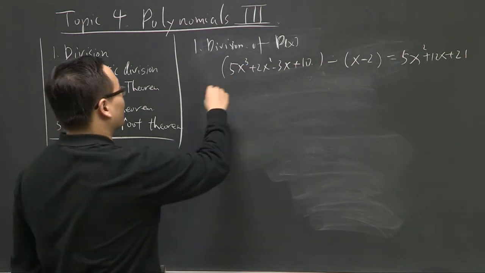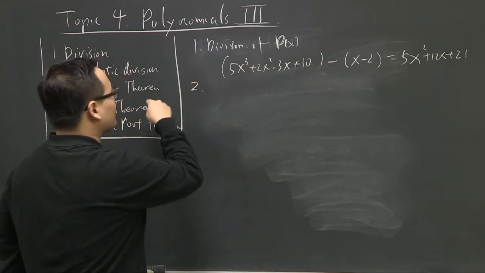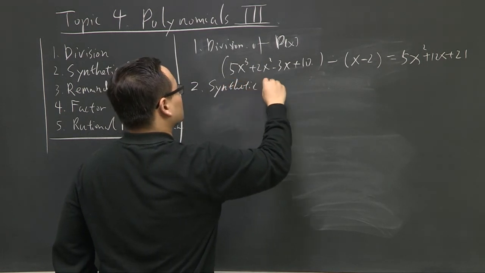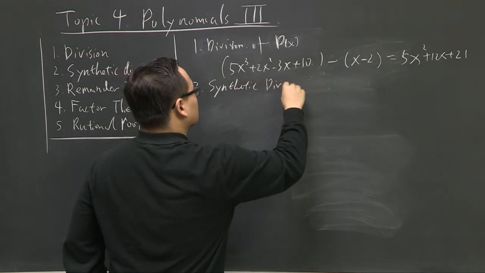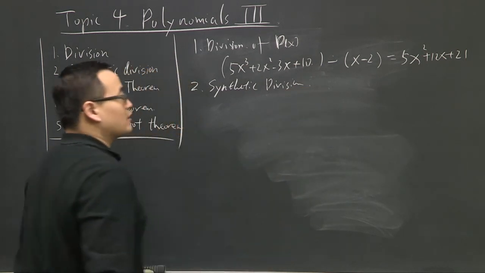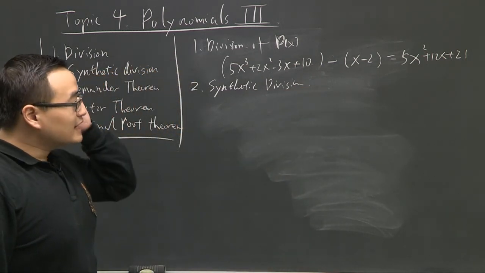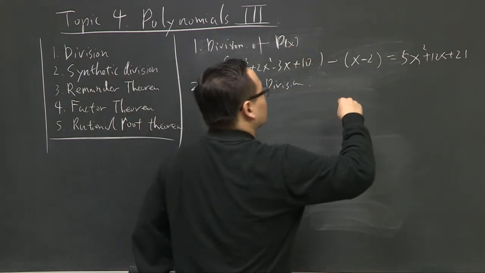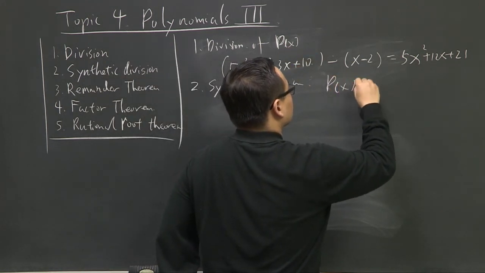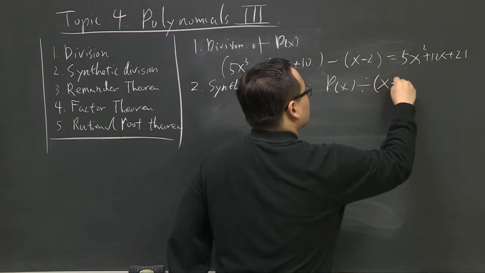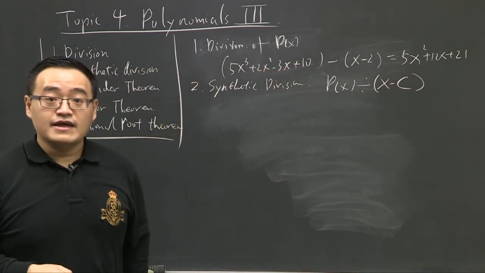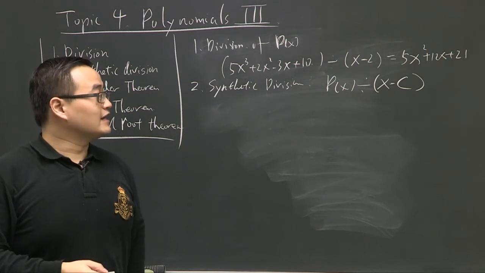So the second part is really how do we use synthetic division. Okay, how do we use synthetic division? Synthetic division only works if you're dividing P(x) divided by x minus c, c being a constant. It only works when it's dividing by x minus c.